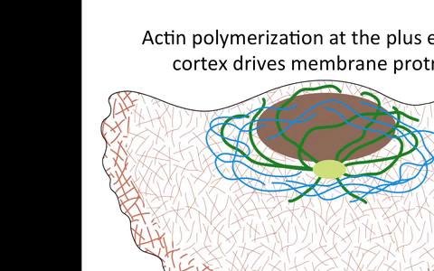And so you're probably wondering how this happens. So we're going to talk about that. Actin polymerization at the plus end of the cortex drives membrane protrusion. And these filopodia, lamellipodia, pseudopodia that I keep talking about, they're just different kinds of membrane protrusions that are associated with motility.